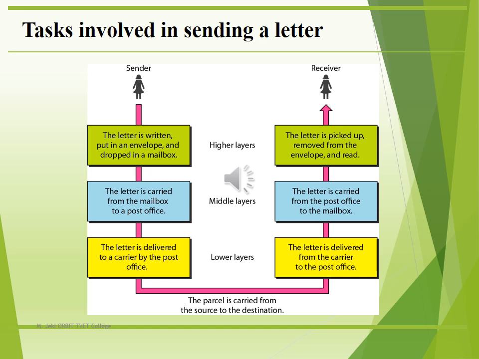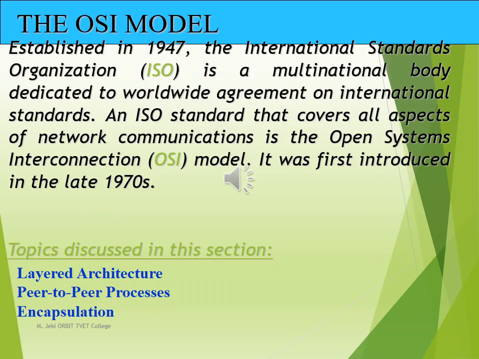So in short, that is how a letter moves. As you can see, there are levels. Each one does their particular part. Each one is assigned a particular task to do so that the letter moves through the system. This is similar to what we are going to observe when we are communicating using layers in networking. This is very, very similar. Let us now go.